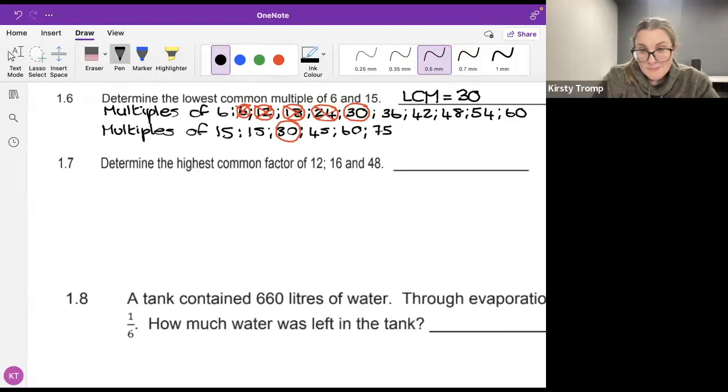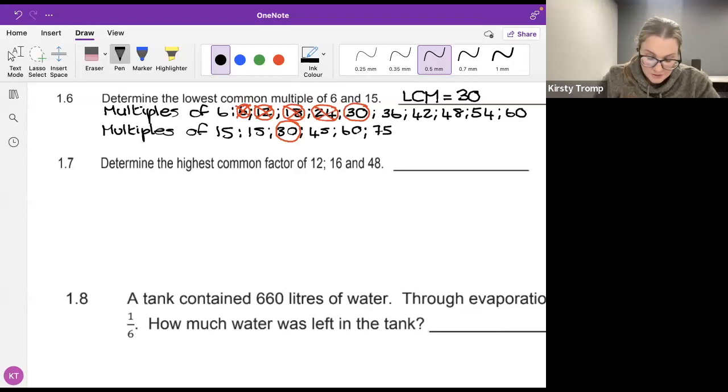Now, guys, when you get to grade 8 and grade 9, so grade 8 next year, you'll get taught another method. Maybe some of your teachers already taught you a different method, and you're more than welcome to use that method. But in grade 7, at the moment, this is the method that we are going to use. We found the multiples of 6, the multiples of 15, and then we look for the lowest common multiple.